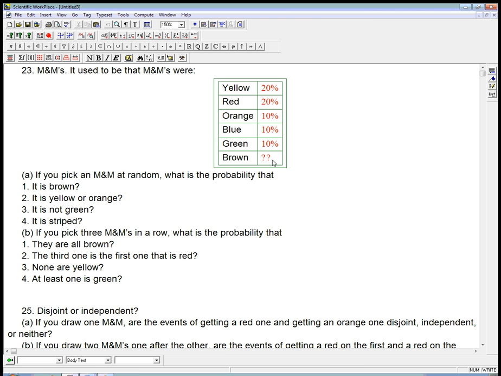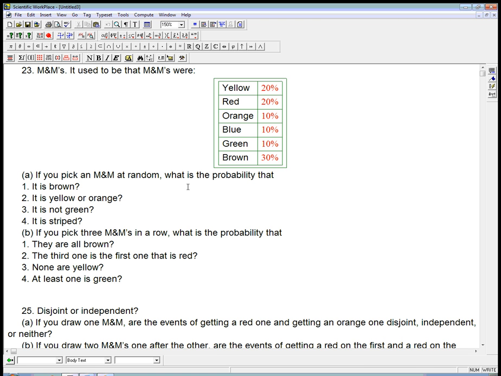It's all the leftover. So you could say, well, we're just going to calculate the percentage in the population that's brown, and then use that. That's certainly one way to do it. So we have 20 plus 20 is 40, plus another 30 is 70. So it looks like there's going to be 30% here that are going to be brown.